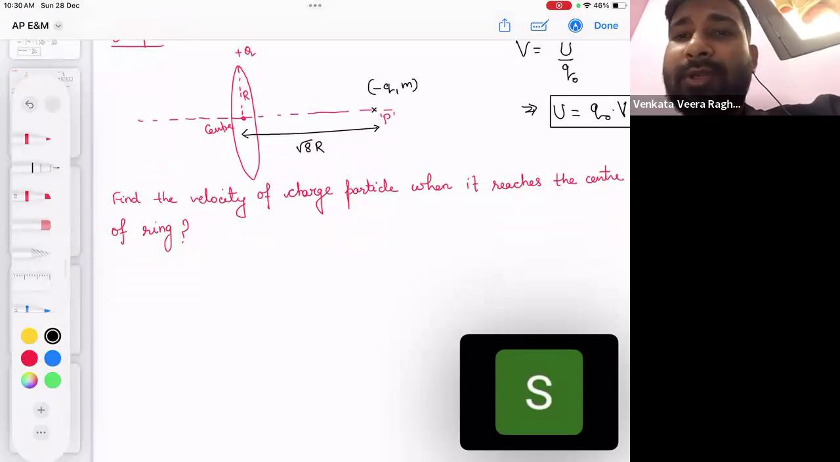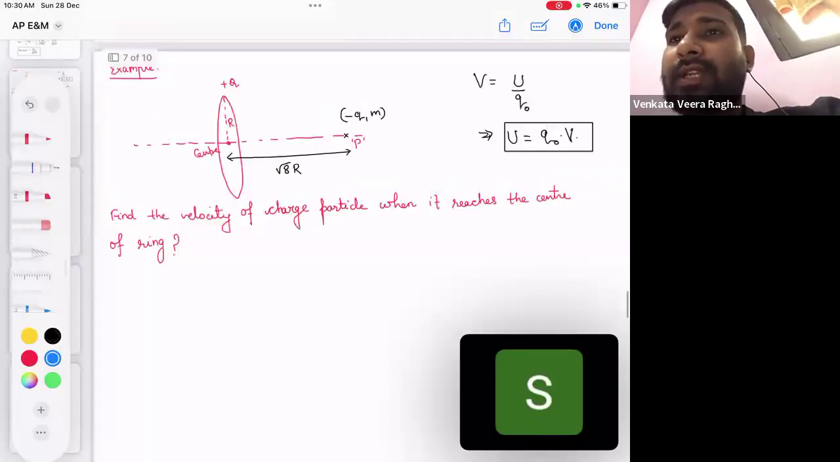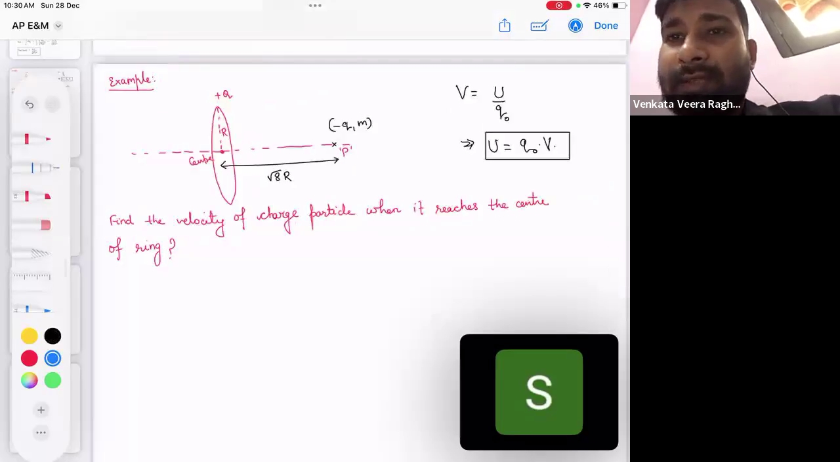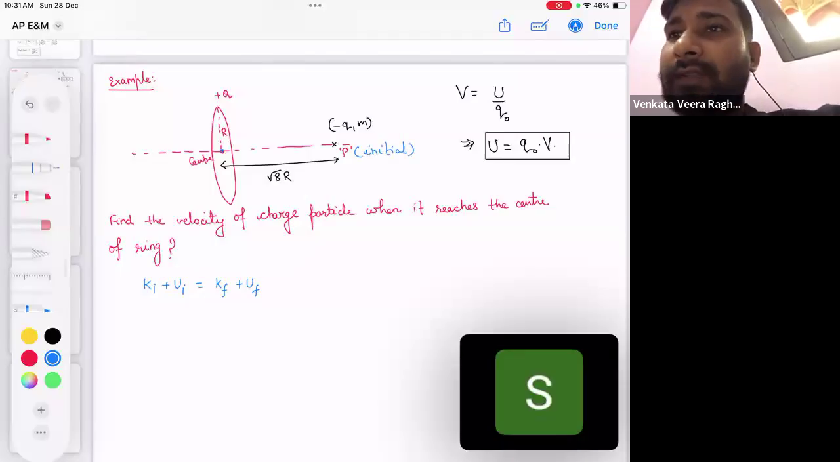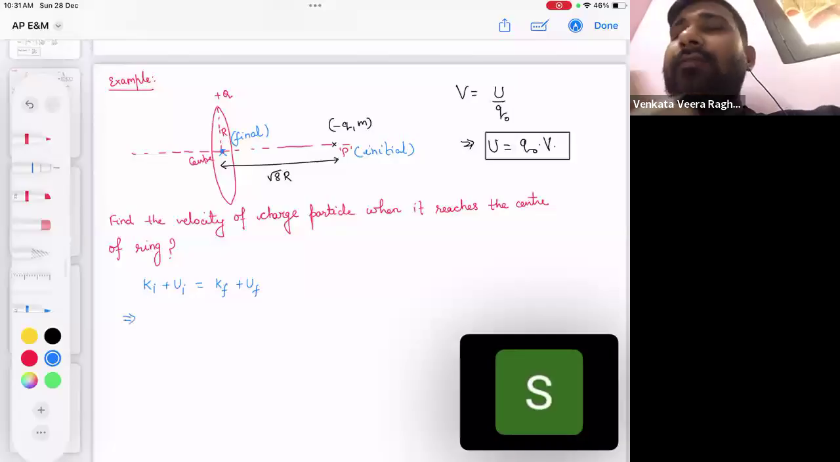So please tell me, if I am going to apply energy conservation, what equation am I going to get? Check it now. See, can you tell me, if I am going to apply energy conservation, K initial plus U initial equal to K final plus U final? Initial means the point P is the initial point, and when it reaches the center, that is where I want to know everything. So that is my final point. So tell me, K initial, what is K initial?